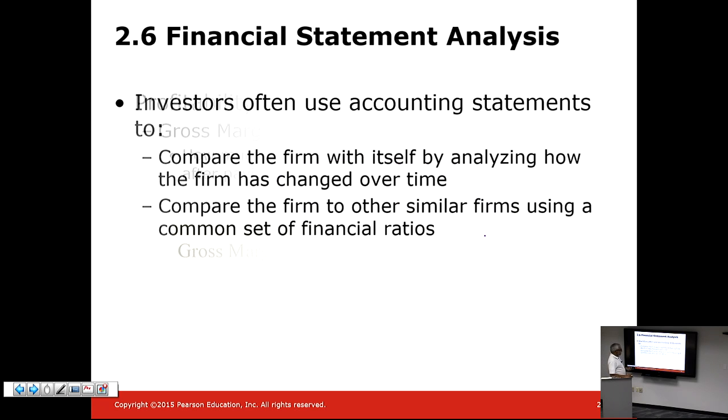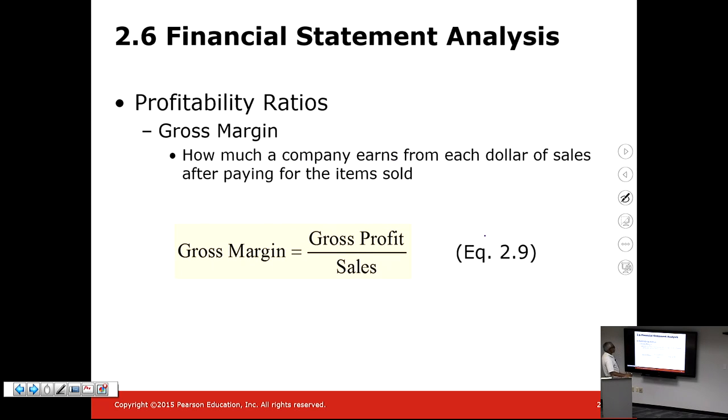So to perform this analysis, we group the different types of ratios that we can calculate into categories. And the first category we have is called profitability ratios. But just a quick word on why ratios. Why not just look at the raw numbers themselves?